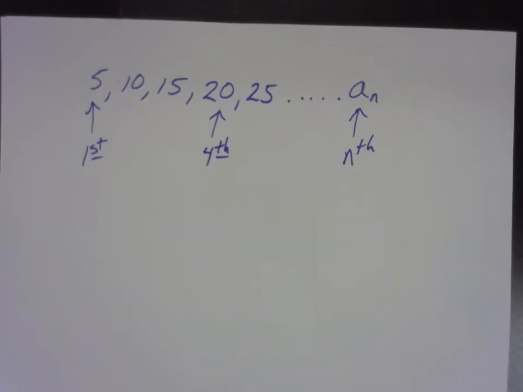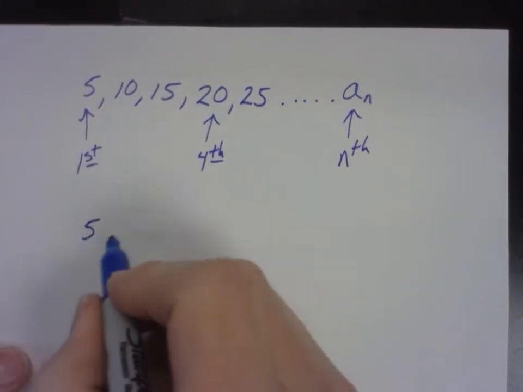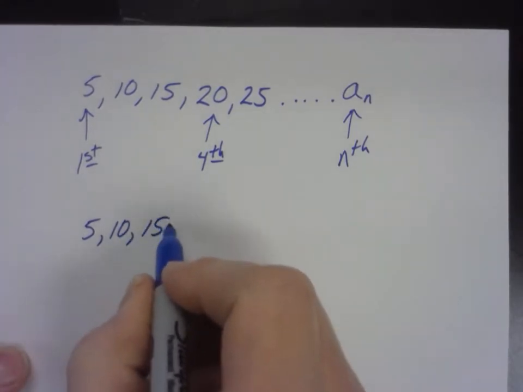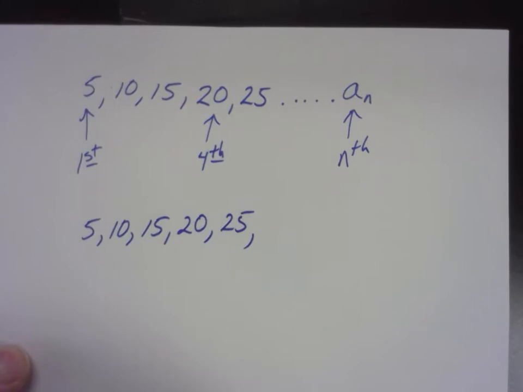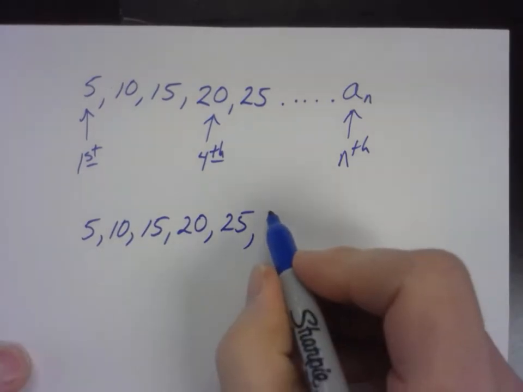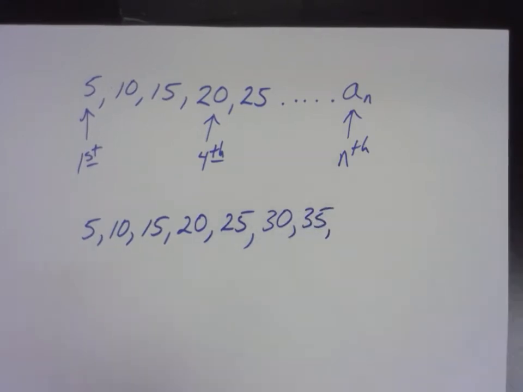So as we look at a sequence, there's some different things that we're always concerned about. I think the biggest one is, what's the next one? So if I write a sequence like this, what's the next one? Yeah, it's 30. And the next one, 35. And how do you get the next one? You add 5. Okay, so that's great.